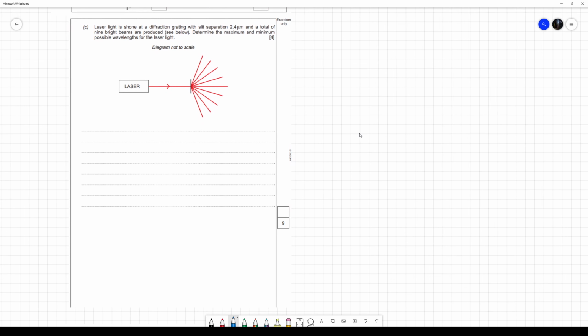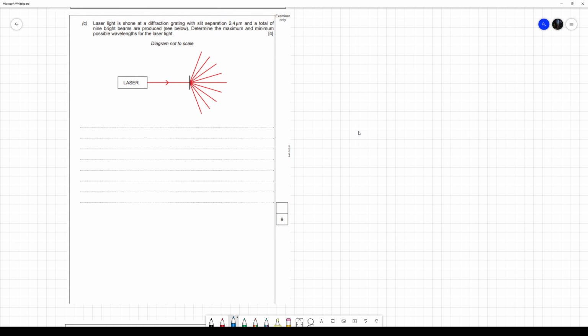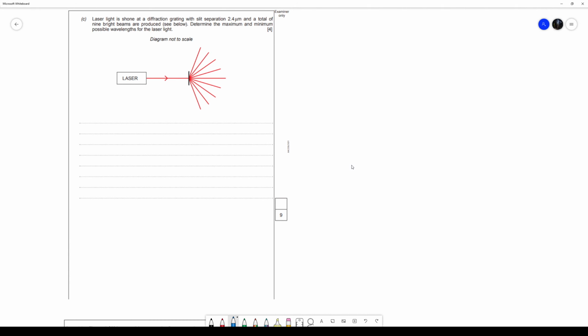Laser light is shone at a diffraction grating with a slit separation of 2.4 micrometers. This is a diffraction grating, so this is very much the equation we want to use. Remember, diffraction gratings are very precisely engineered. 2.4 micrometers is pretty tiny. So we use a very exact equation for them.